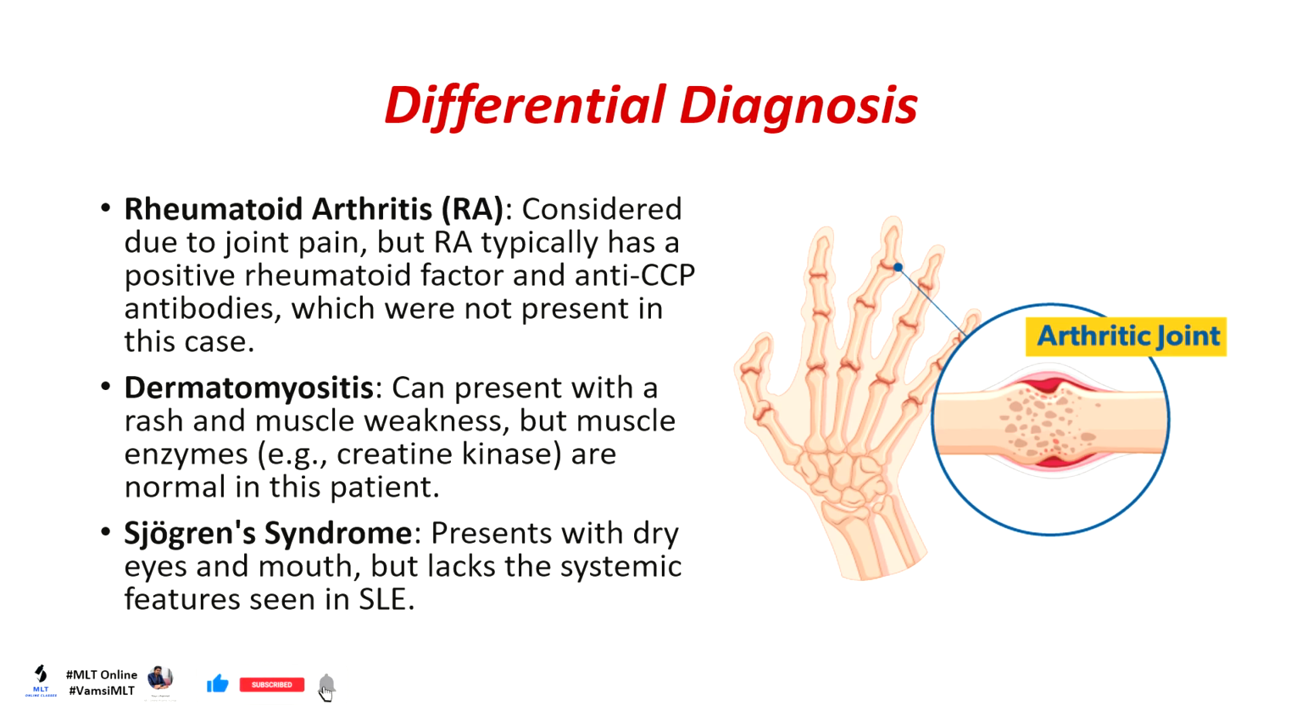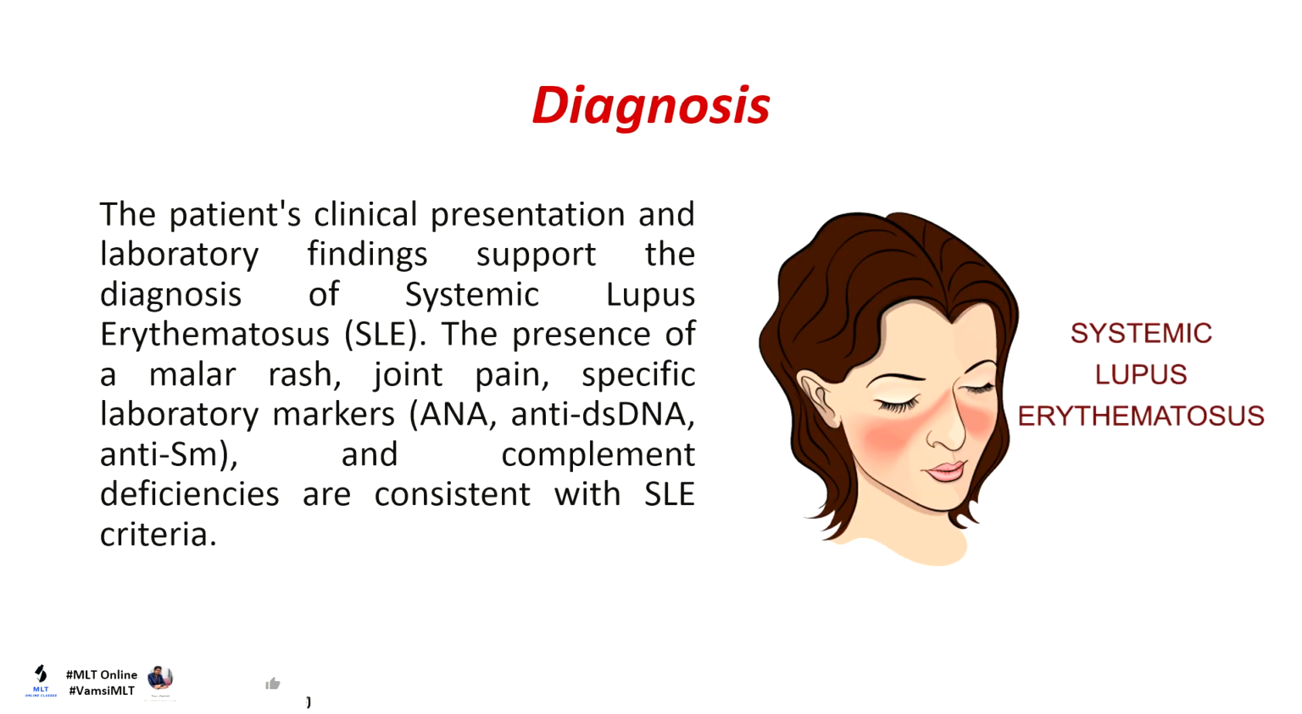Urinalysis: proteinuria and hematuria. Differential diagnosis. Rheumatoid arthritis, RA, was considered due to joint pain, but RA typically has a positive rheumatoid factor and anti-CCP antibodies, which were not present in this case. Dermatomyositis can present with a rash and muscle weakness, but muscle enzymes, e.g., creatine kinase, are normal in this patient. Sjogren's syndrome presents with dry eyes and mouth, but lacks the systemic features seen in SLE.